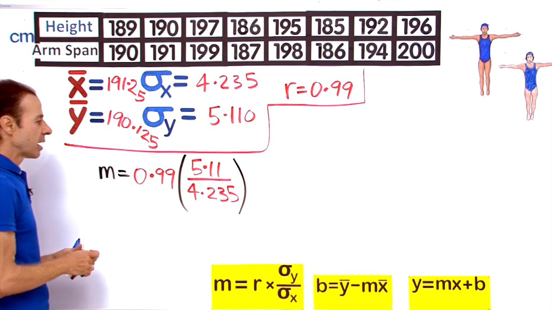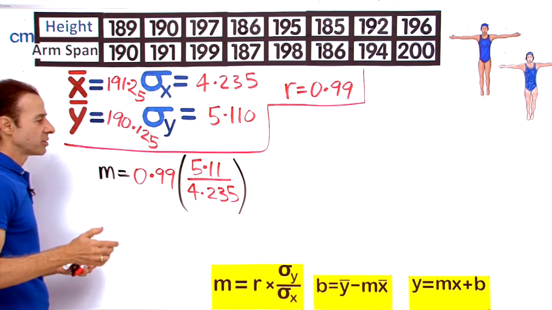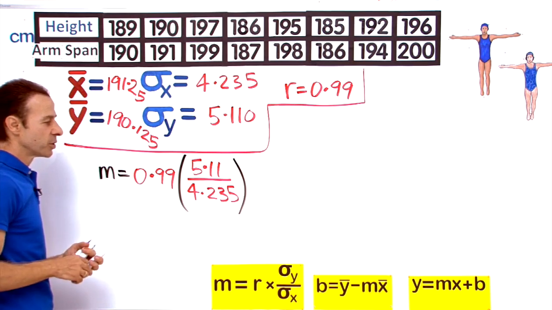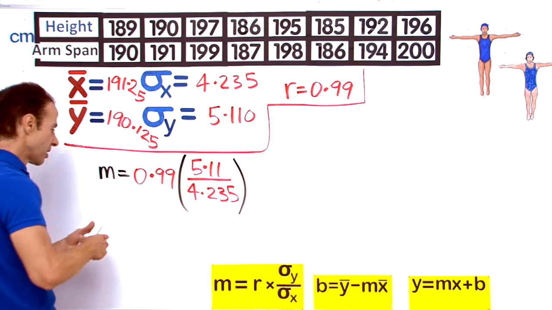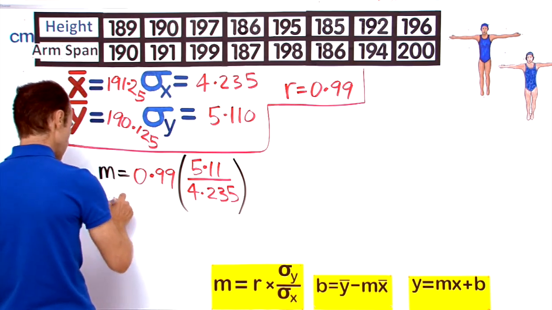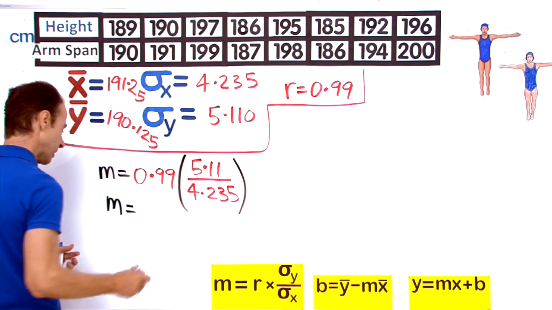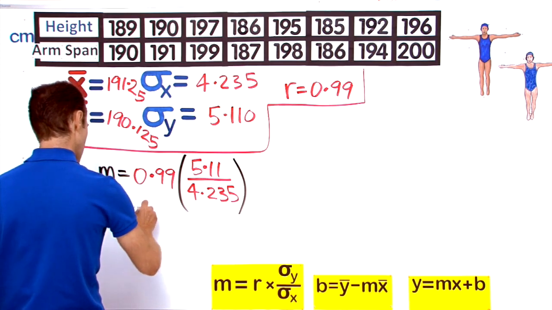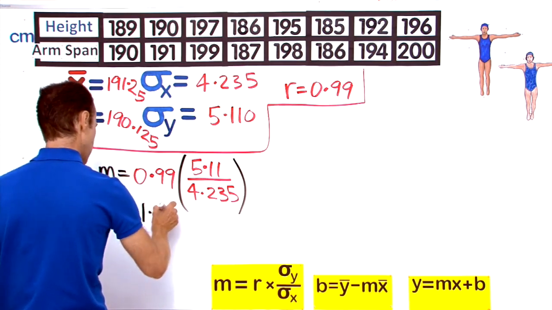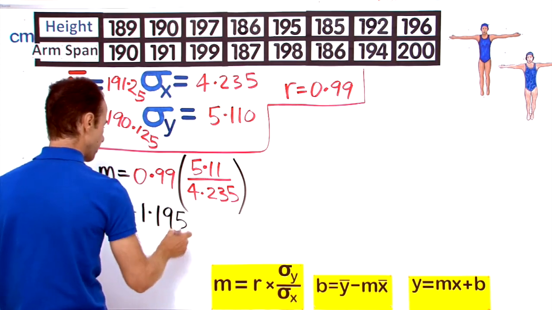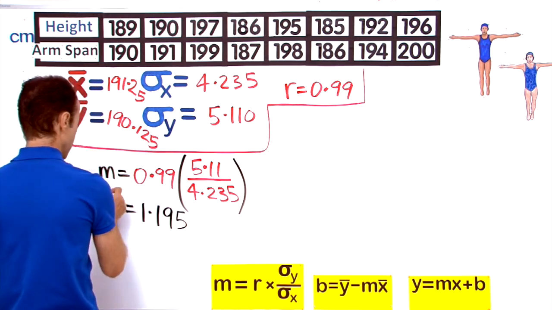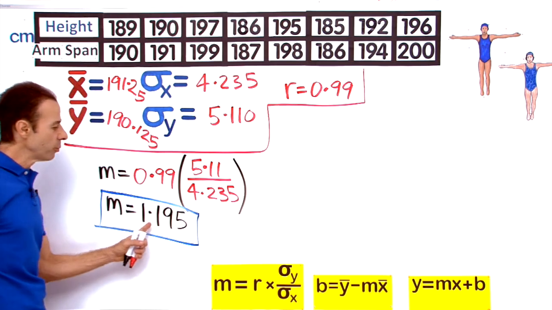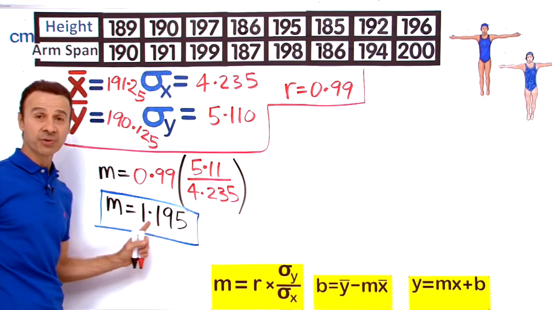So that's for the gradient now. Put that in your calculator: 0.99 times, brackets, 5.11 divided by 4.235, close brackets. The gradient will be m is equal to 1.195, and that's to 3 decimal places. m equals 1.195, the gradient, to 3 decimal places.